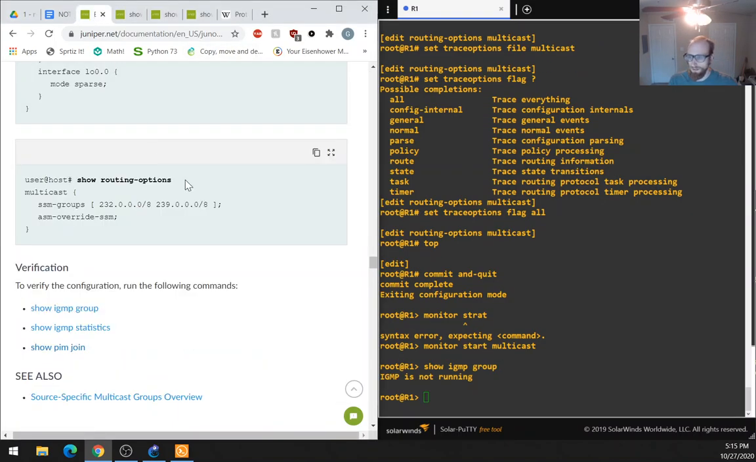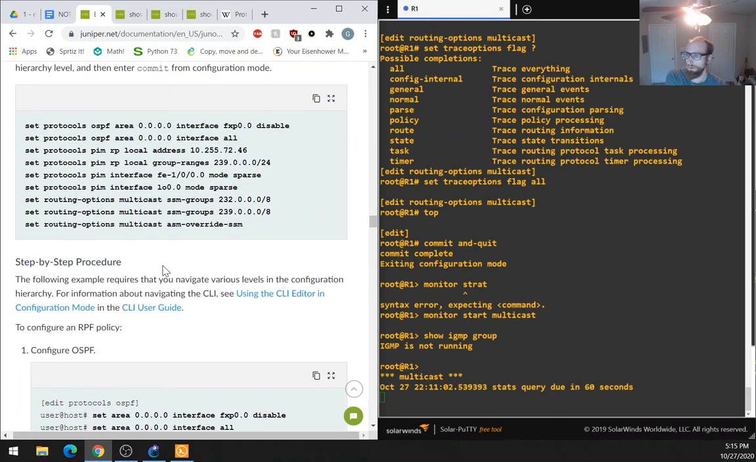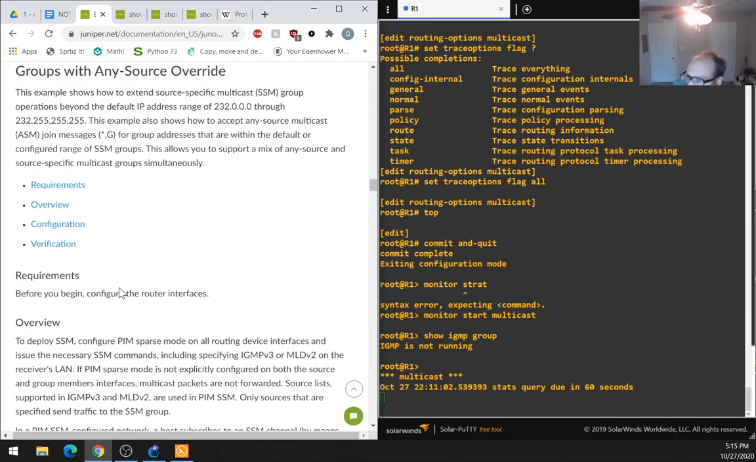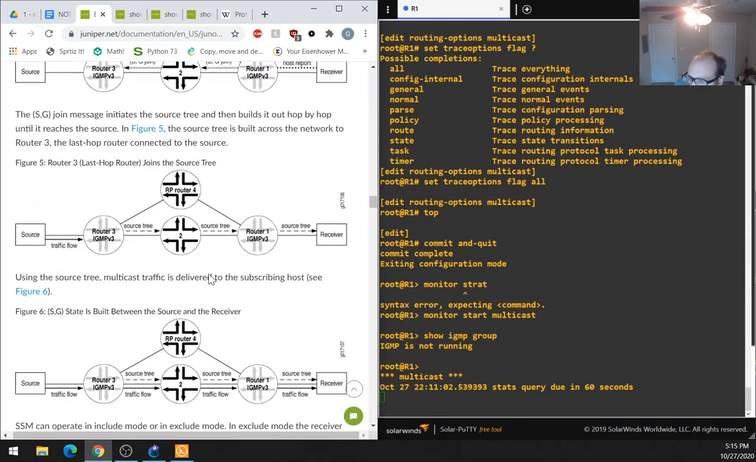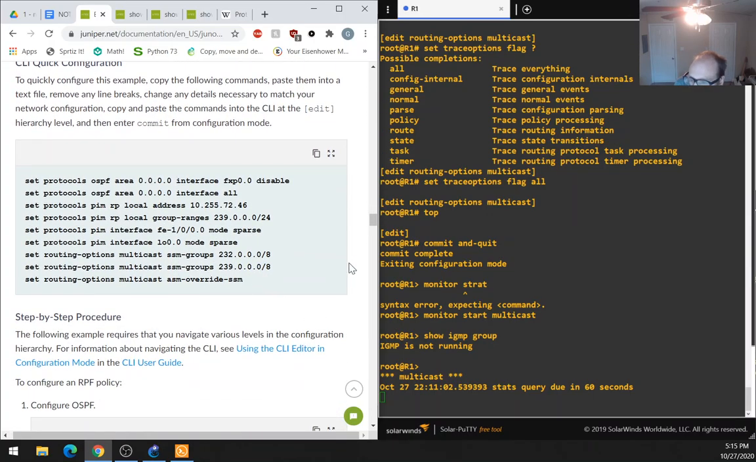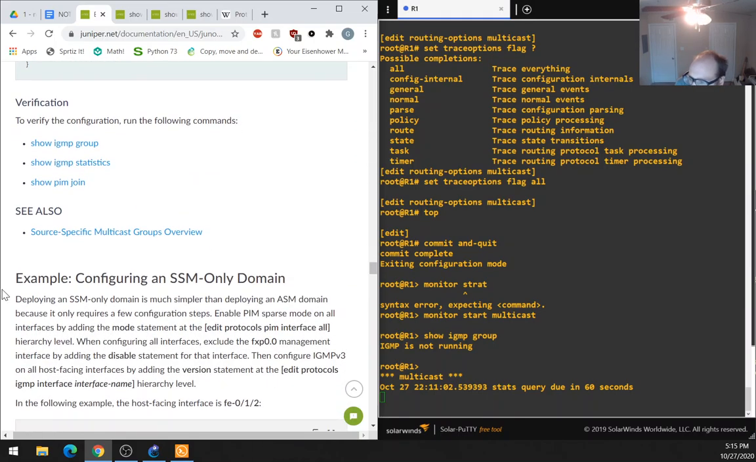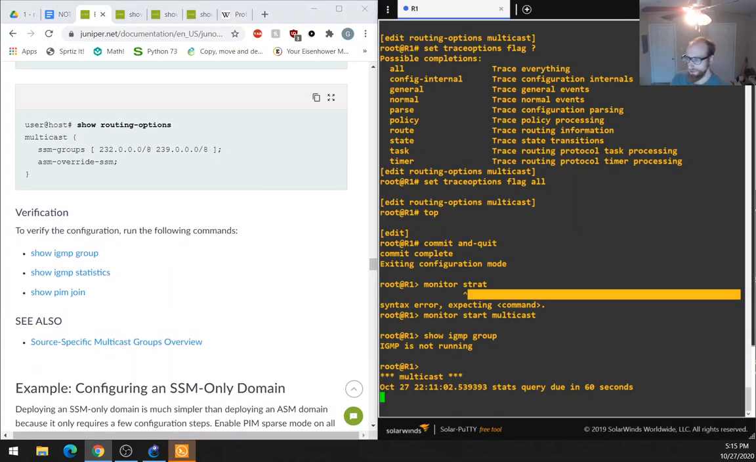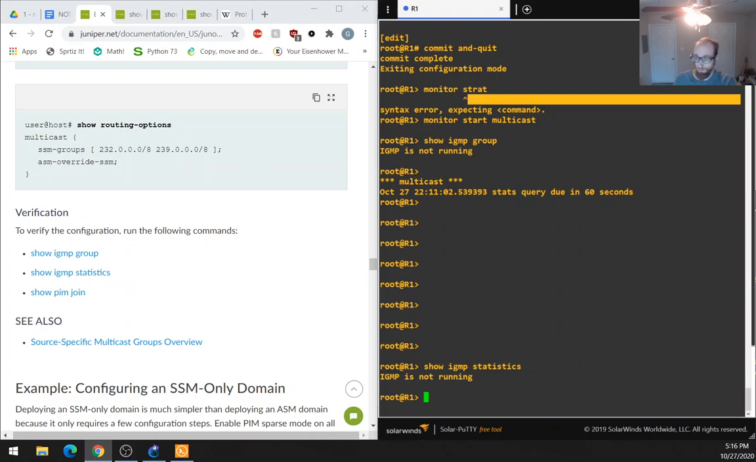Okay, so IGMP is not running. Yeah, I thought we were meant to enable it. I'm confused here. I don't understand why. I'm really confused here because I thought we were meant to enable IGMP. So this, unfortunately, might not be the best documentation. So of course, it's show. Okay, we've got a stats query. Of course, if I do a show IGMP statistics, same thing, it's not running.